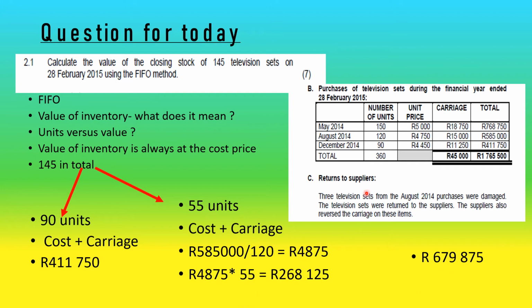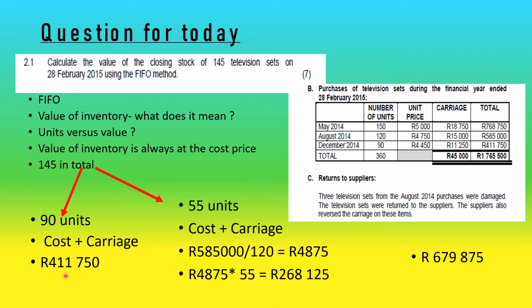To calculate your cost of the inventory, you would just take your total value divided by 120 units, which gives you 4,875. That's your cost per unit. And you've got cost per unit, so it's your 4,875. Multiply that by your 55 units, which gives you 268,000.